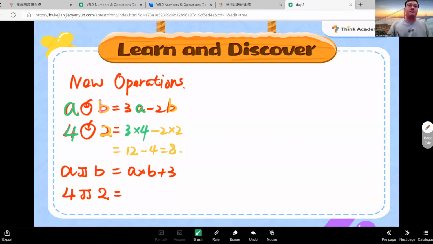Of course not, because it's a new rule here. So you need to use 4 times 2 and plus 3, right? You just copy down this rule I gave you. So it's 8 plus 3, you get 11. Okay, it's 11. It's easy peasy, right?